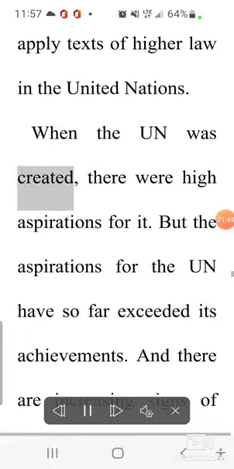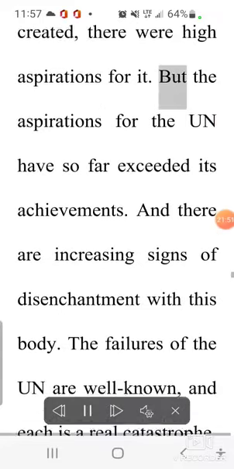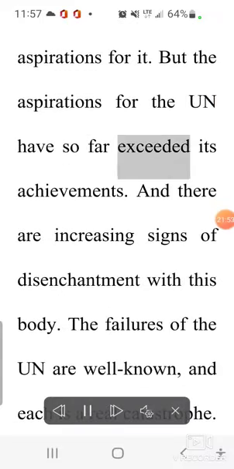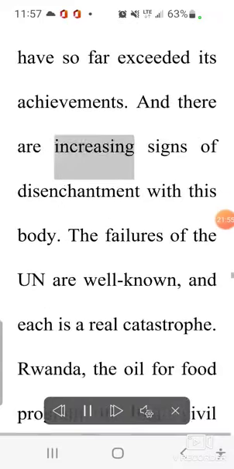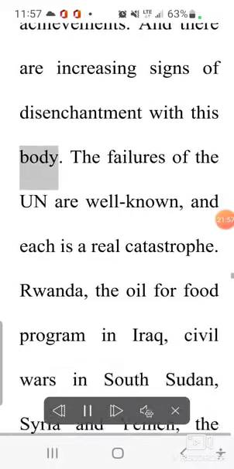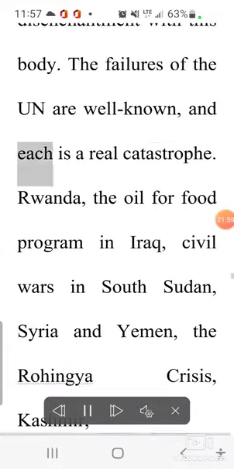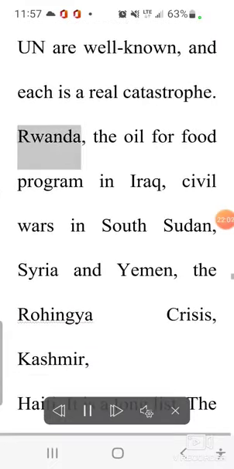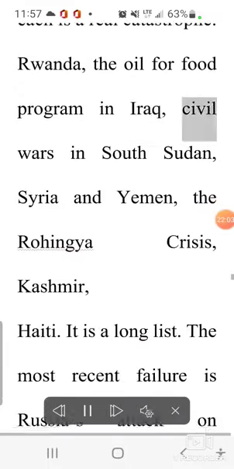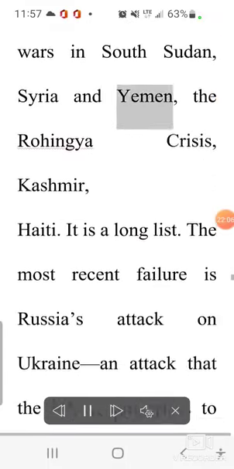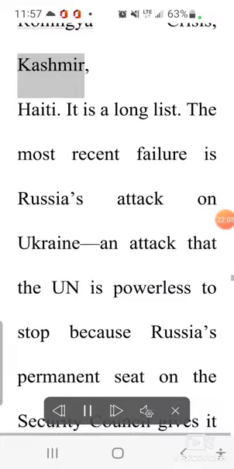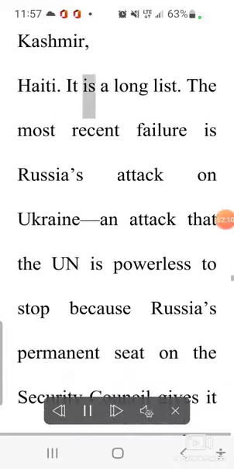When the UN was created, there were high aspirations for it. But the aspirations for the UN have so far exceeded its achievements. And there are increasing signs of disenchantment with this body. The failures of the UN are well known, and each is a real catastrophe. Rwanda, the oil for food program in Iraq, civil wars in South Sudan, Syria, and Yemen, the Rohingya crisis, Kashmir, Haiti. It is a long list.